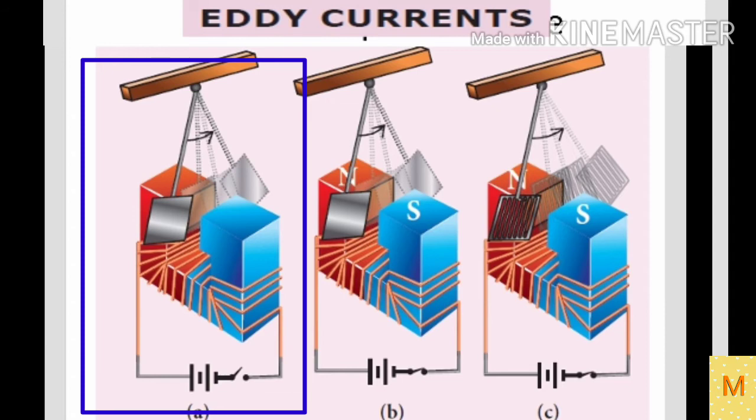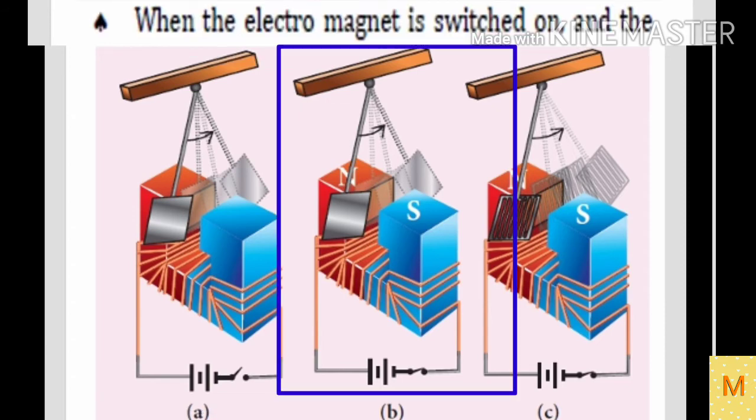Here, air friction is the only damping force. Look at the second picture. When the electromagnet is switched on and the pendulum is made to oscillate, it comes to rest within a few oscillations because eddy currents are produced in it and they oppose the oscillations with respect to Lenz's law.